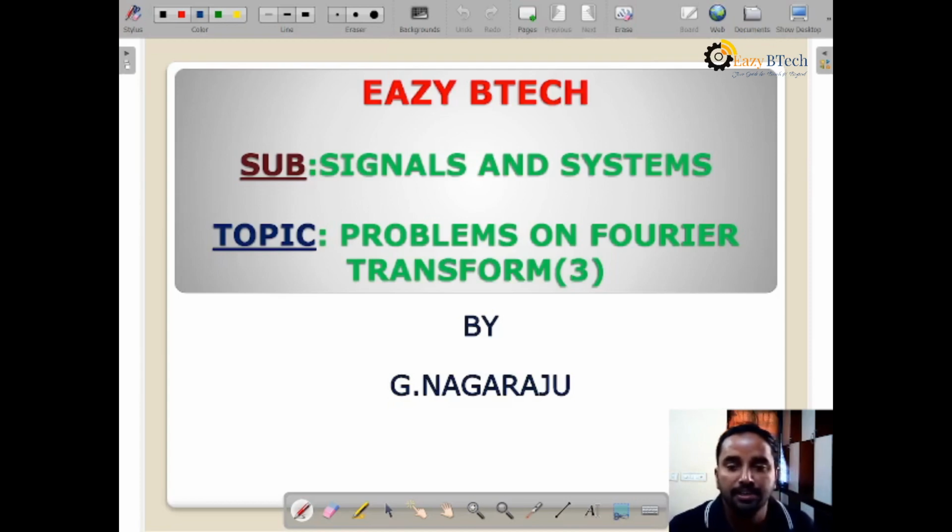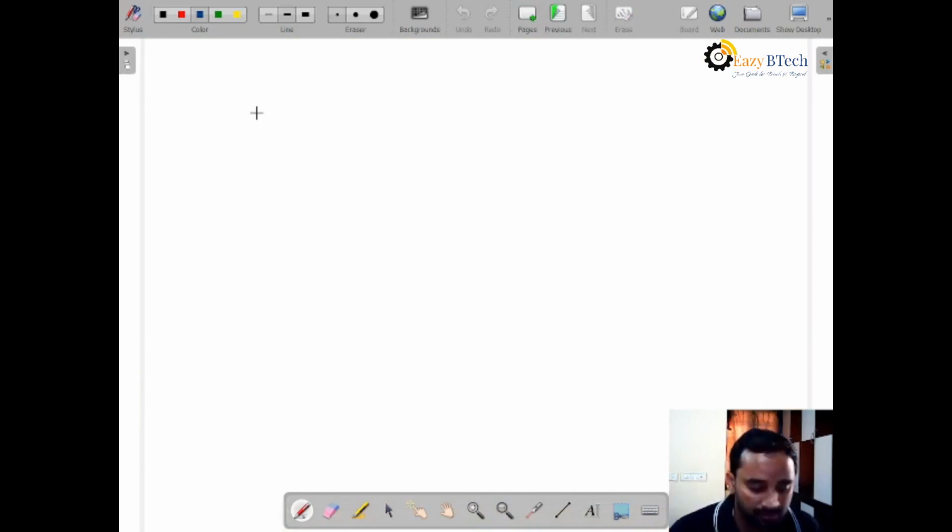Let's start our session, problems on Fourier transform. A very important problem we discuss now. We are going to see the Fourier transform of a triangular pulse. So the problem is the Fourier transform of a triangular pulse.